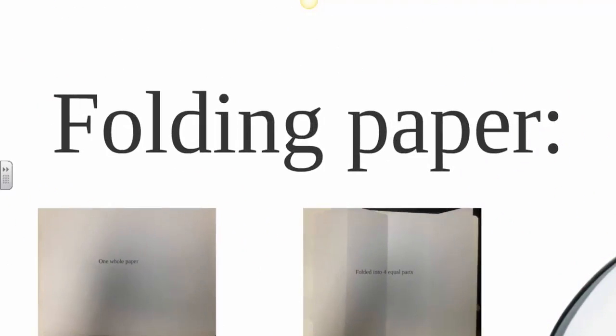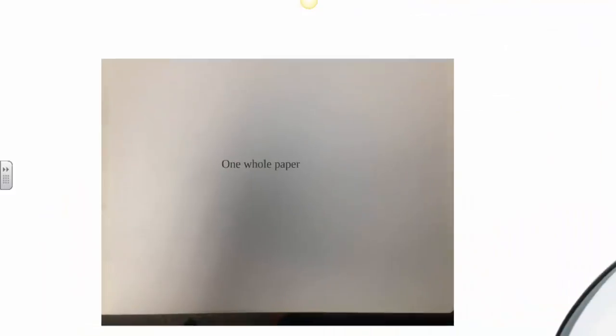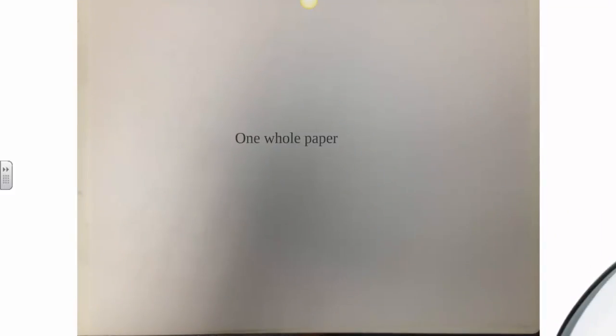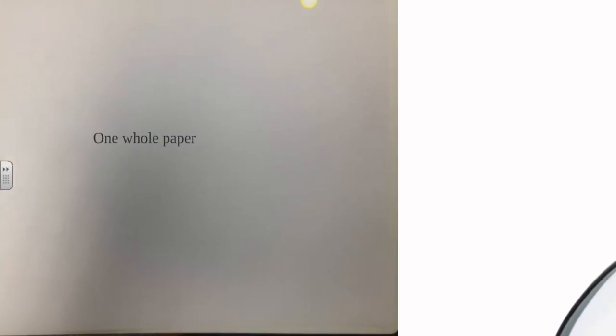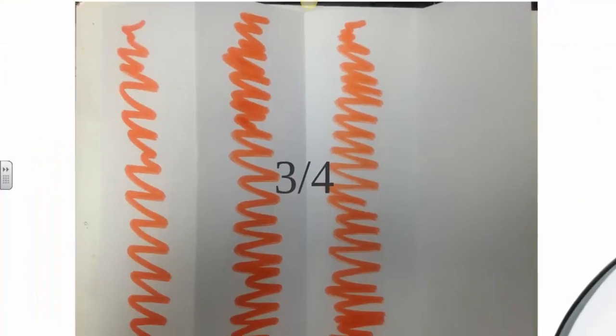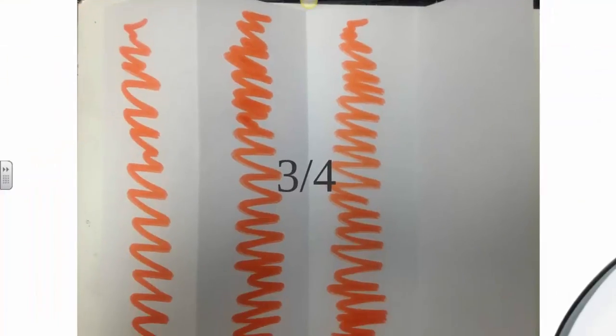Folding paper is a concrete way to visualize the multiplication of fractions using an area model. Begin with a whole sheet of paper. Here we have folded the paper into 4 equal parts to represent fourths. 3 of the 4 parts are shaded. Now we are representing 3/4.